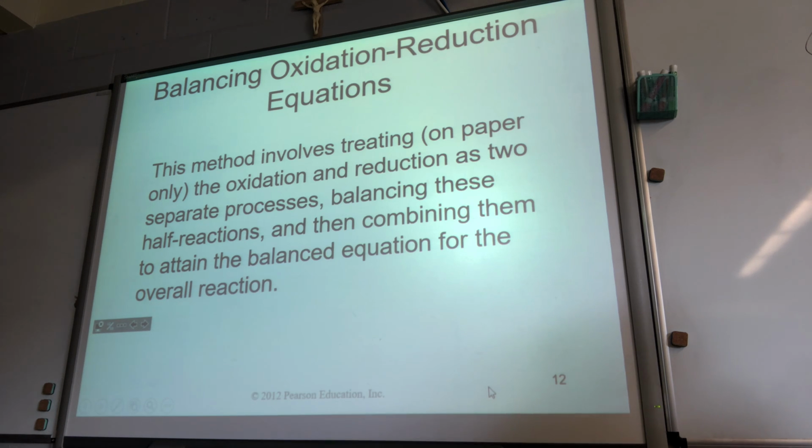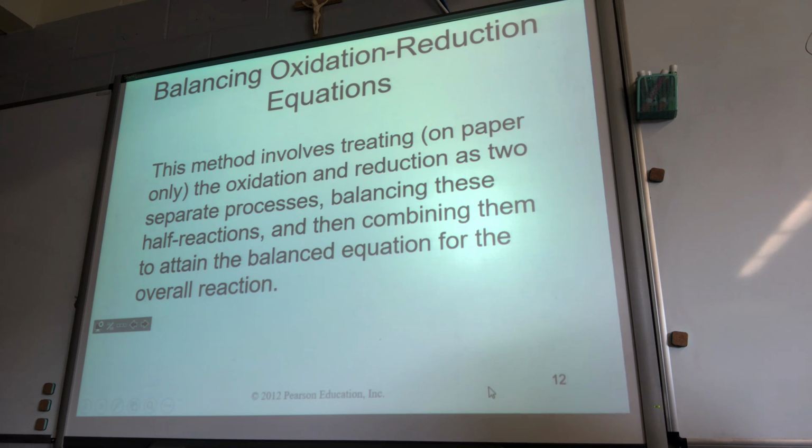You have to know if it is in an acidic solution or a basic solution in order to do this. So you will always be told, balance this reduction reaction in acidic solution, or balance this reduction reaction in basic solution. And you'll see why here in a second. But we are going to use the half reaction method, and the first step is to split them up. So how do we identify what is reduced and what is oxidized?